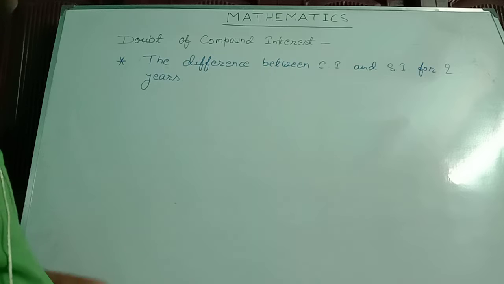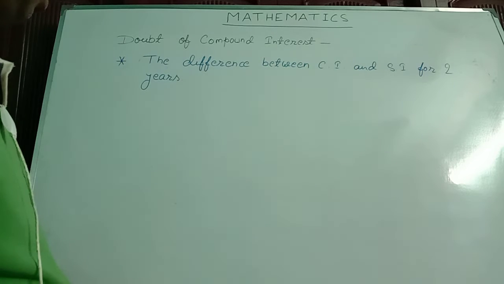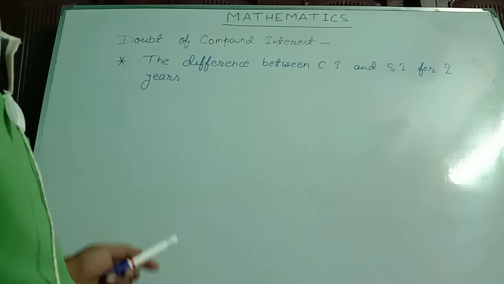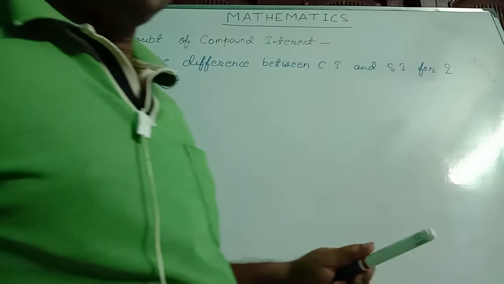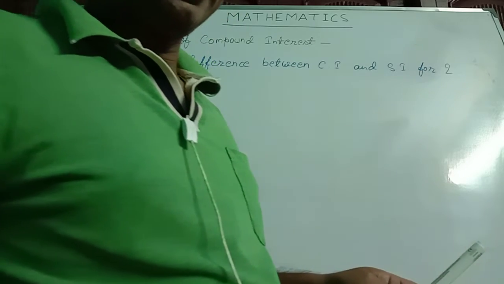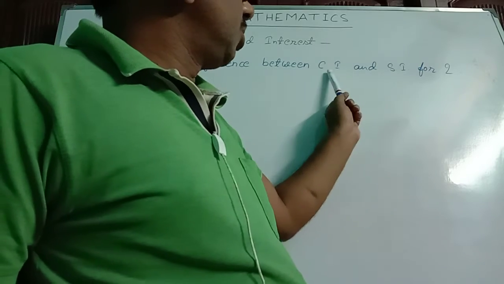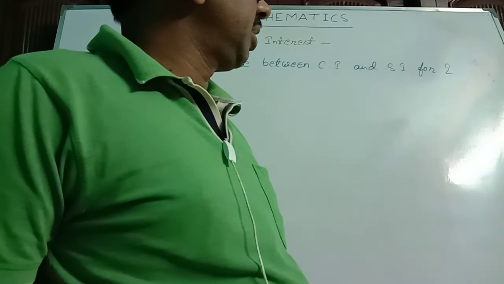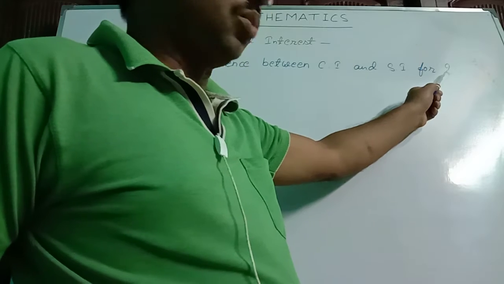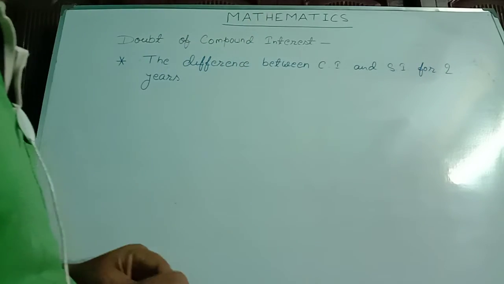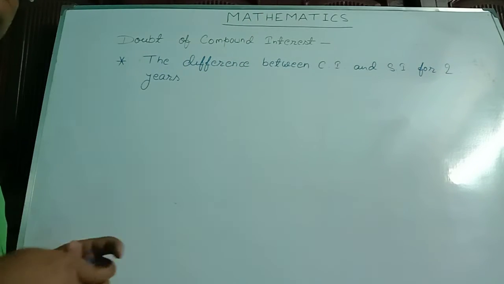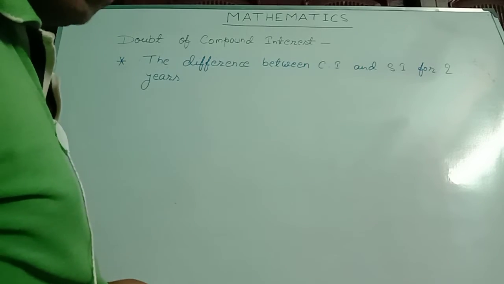Before starting this, I want to say this trick will be applicable when the difference between CI and SI is for 2 years. So we shall try to derive one shortcut process.